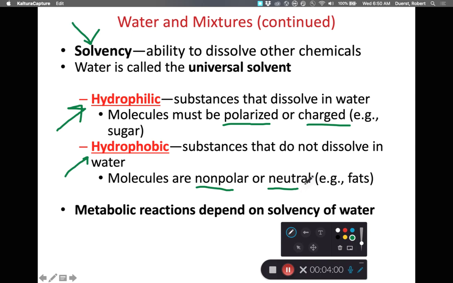The phrase that my Gen Chem 2 prof taught me was "like dissolves like." Polar solvents dissolve polar chemicals. Nonpolar solvents dissolve nonpolar chemicals. As we look at the metabolic reactions, the chemical reactions that keep us alive, they all depend on how easily we can dissolve our favorite chemical within water, the chemicals that we need to stay alive.